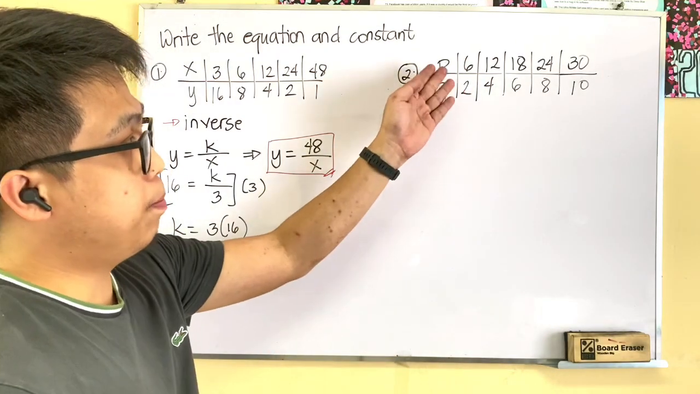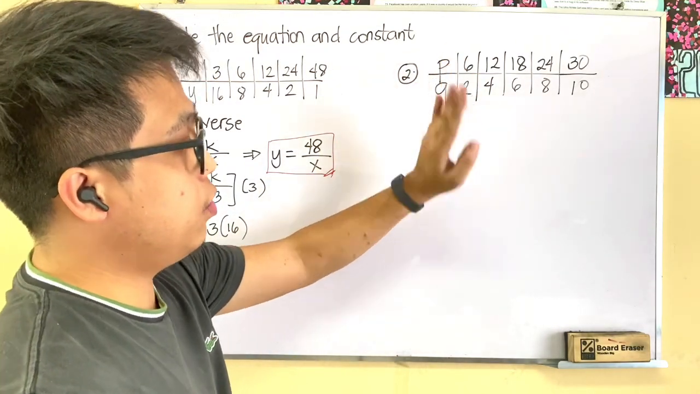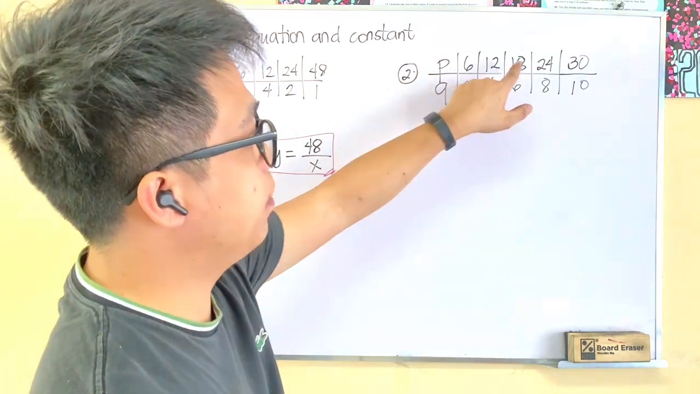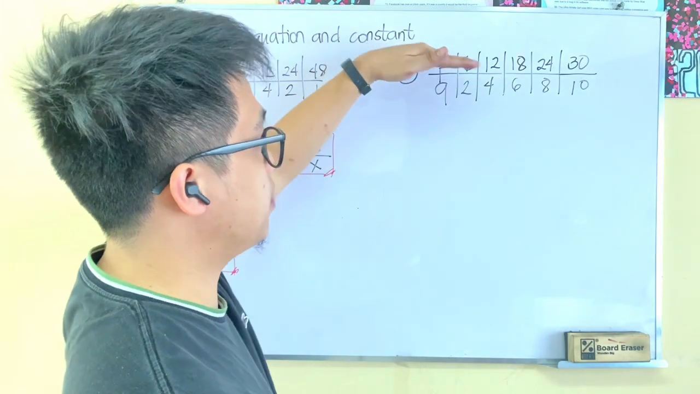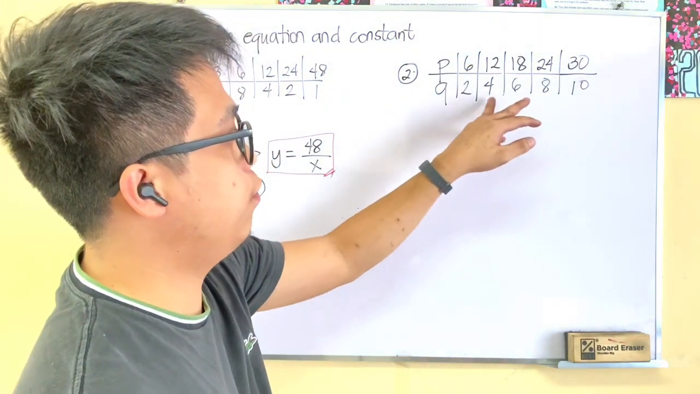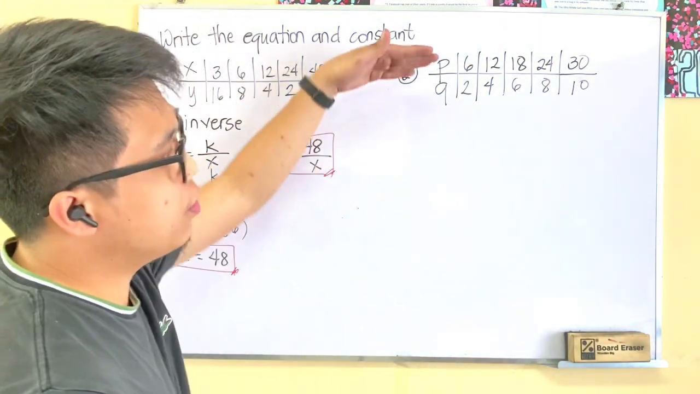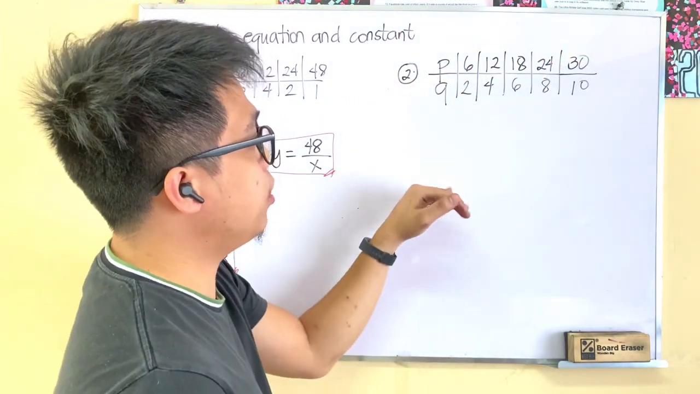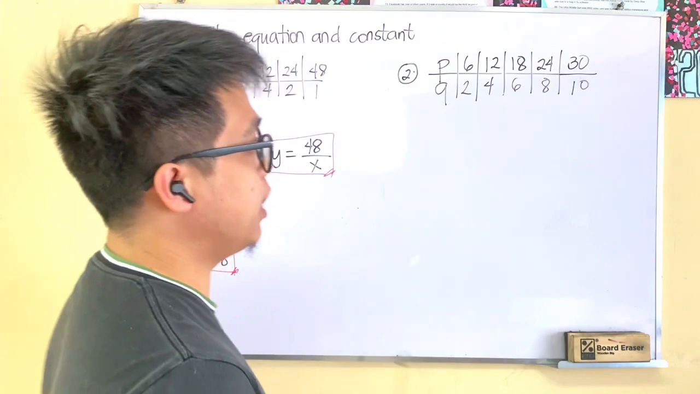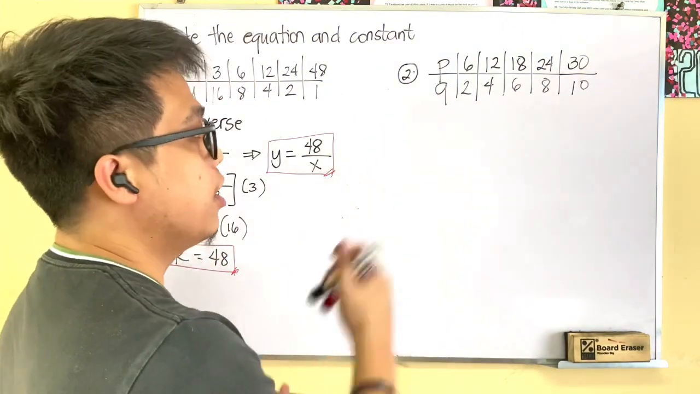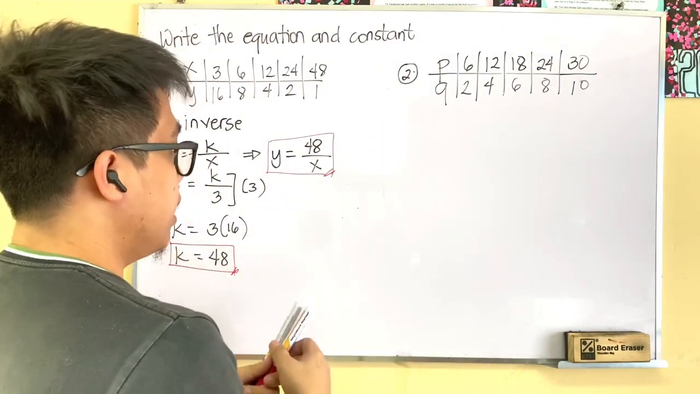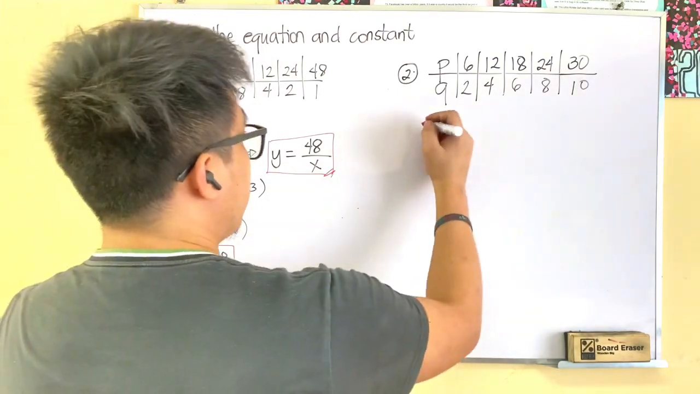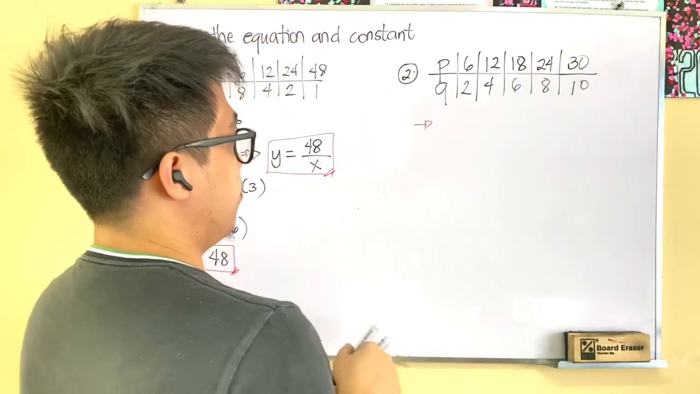Next example, P and Q. This is a table of values again. So 6, 12, 18, 24, 30. Yun yung values ni P. Then Q is 2, 4, 6, 8, 10. Kung makikita nyo, yung values ni P is umaangat or nag-increase. Yung values ni Q is umaangat din or nag-increase. Pareha silang nag-increase. Therefore, we can say that this variation or their relationship with each other is in direct variation.